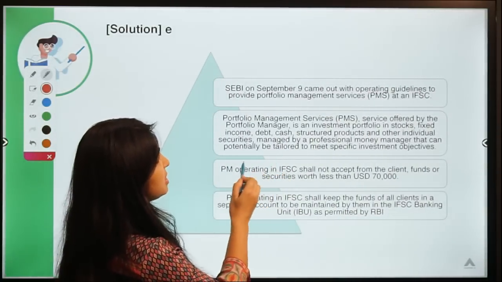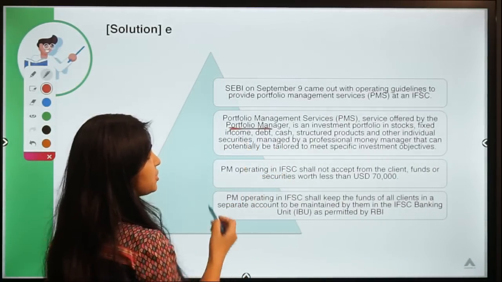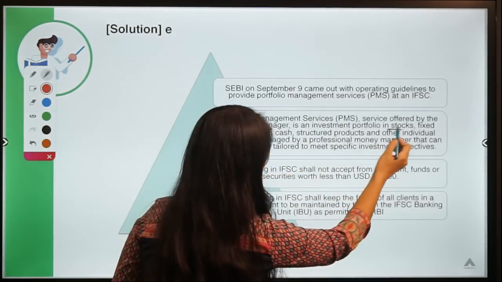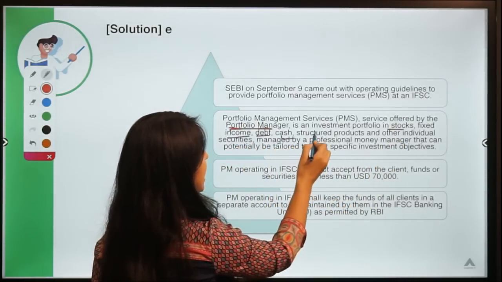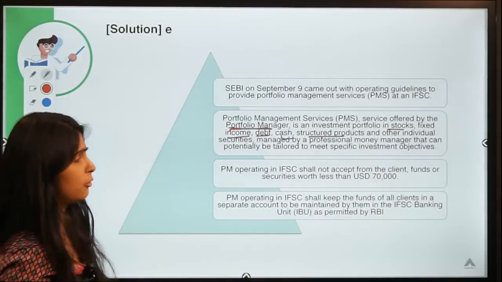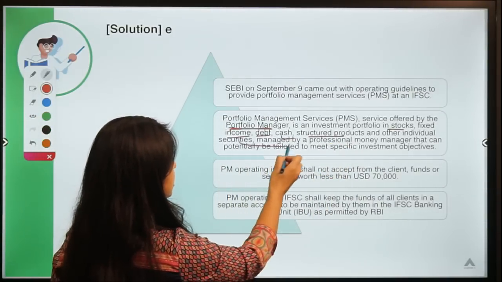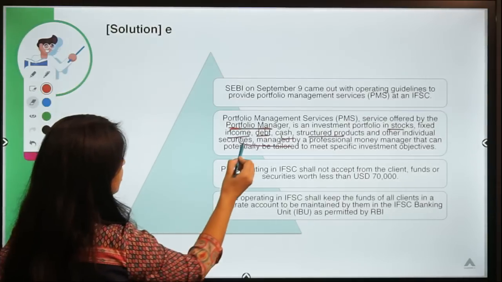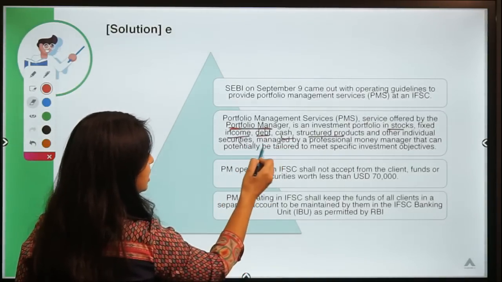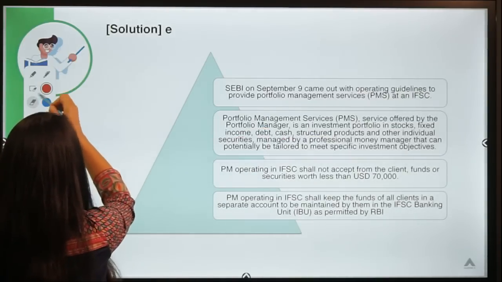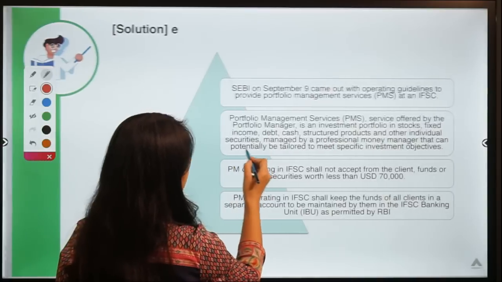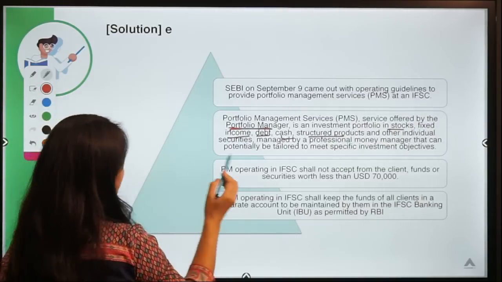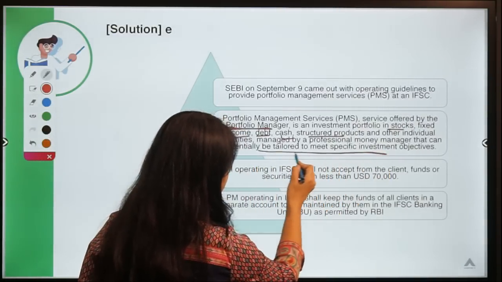So portfolio management services are offered by a portfolio manager who invests in an investment portfolio. It can be in stocks, fixed income, debt, cash, structured products. So there can be a lot of products, right? Other individual securities managed by professional money managers that can be potentially tailored to meet specific investment objectives. So this is the main point, that it can be tailored to meet specific investment objectives.